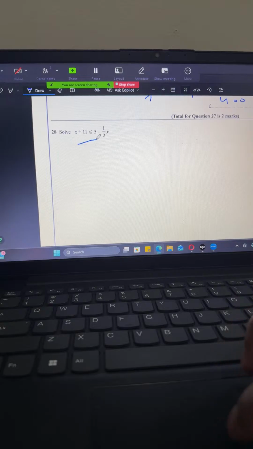Okay. Can you solve this one? This is an inequality. We did something similar to this one, right? So we have x plus 11 is less than or equal to 5 minus 1 over 2x, right? Bring the x terms on one side and the other terms, the constant terms, on the other side.